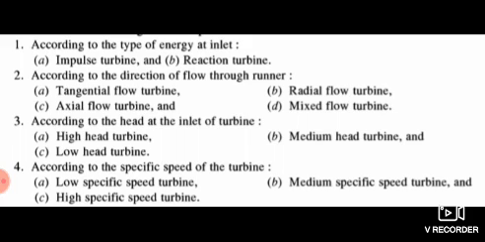Third one is according to the head at the inlet of the turbine: first high head, second low head, and third medium head. High head we already covered in the classification of hydraulic plant. For high head we use the Pelton wheel, also called a high pressure turbine. For medium head we use the Francis turbine, and for low head we use the Kaplan turbine.